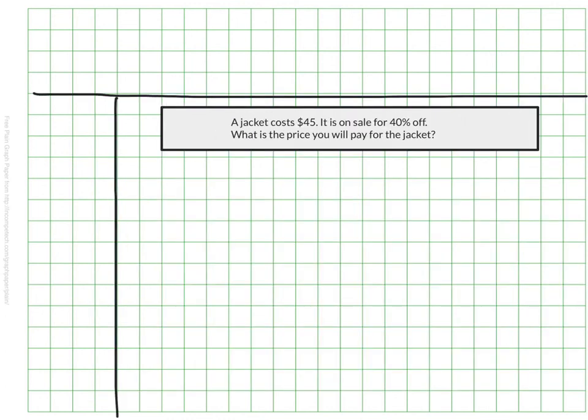And lastly, I'll leave you with one to do however you would like to solve. A jacket costs $45. It's on sale for 40% off, right? So we are discounting. I want you to find out, please, the price that you'll pay for the jacket. And you can do it in any strategy you'd like, but I want that to be in your notes when you show your homework tomorrow.